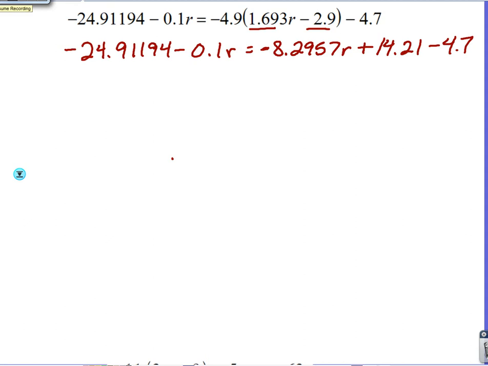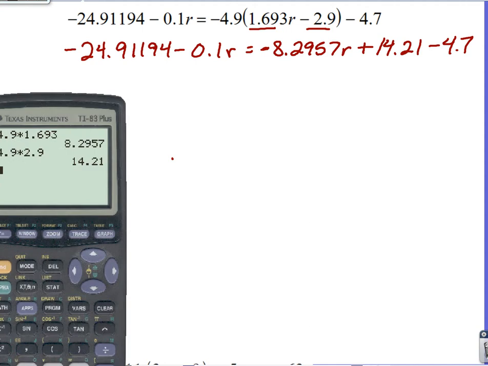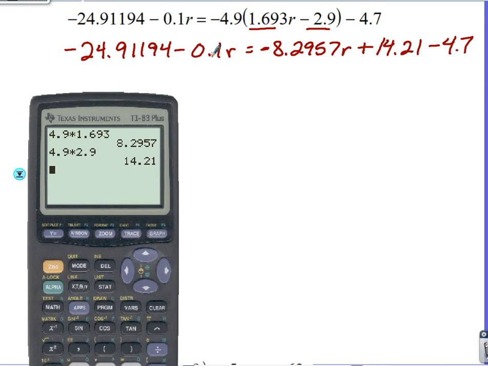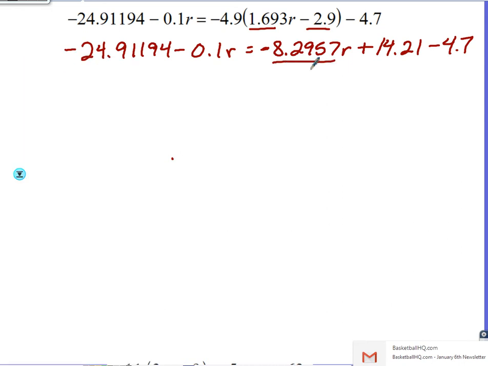Next step, now we've got to combine like terms. That's the reason I showed you a while ago: don't spend all your time writing all that down. You can, but if you want to just type it straight into your calculator, that's fine. Let's do our R's first. Do you want to move minus 0.1 R's, or minus 8.2957 R's? Move the minus 8.2957, then you're going to end up with a positive. So we're going to take this and move it over here. Since it's a minus, it'll turn into a plus.